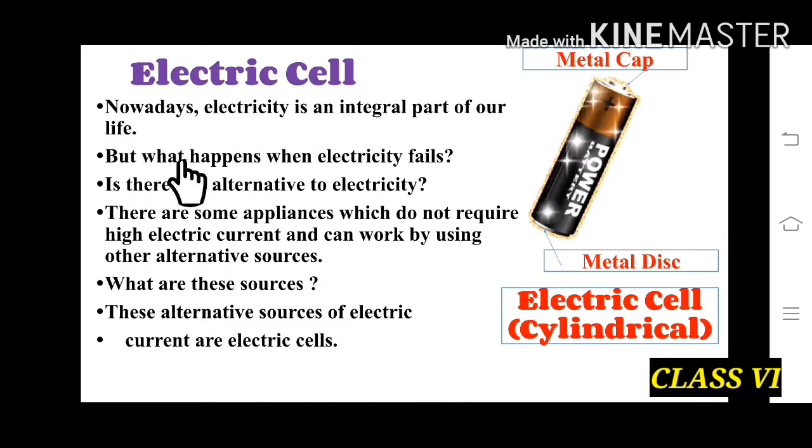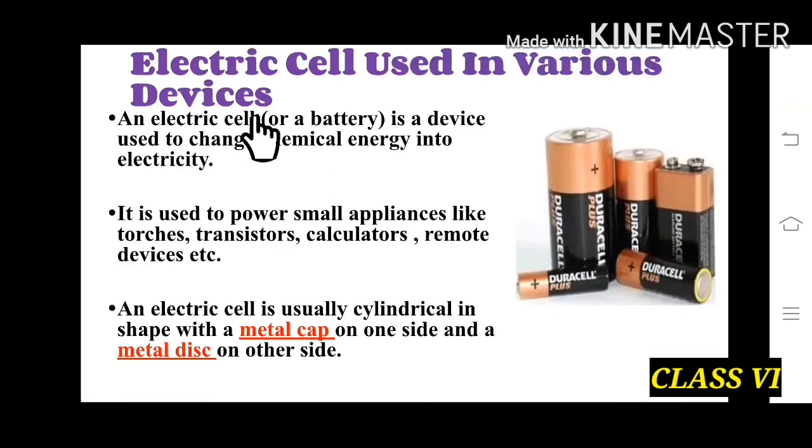Children, but what happens when electricity fails? Is there any alternative to electricity? Yes, the electric cell. There are some appliances which do not require high electric current and can work by using other alternative sources. So what are these alternative sources? These alternative sources of electric current are electric cells, and they are cylindrical in shape. It has a metal cap with a positive terminal and a negative terminal with a metal disc.